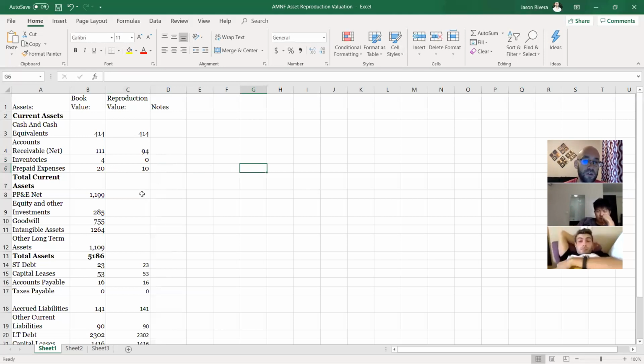So PP&E, based on what I just said, what do you think I would do here? 85%. 85? I'm guessing. Because I think it's realistic. If you're going to sell land, you should be getting most of the value of it. But then you're going to factor in selling costs and stuff.